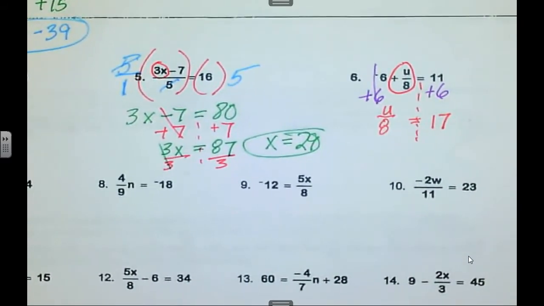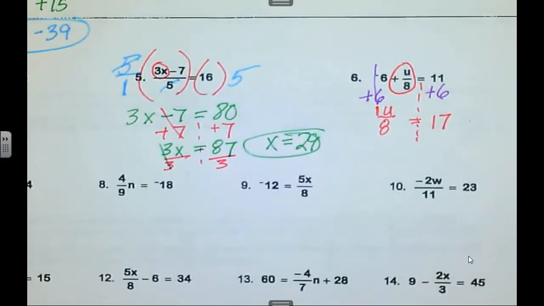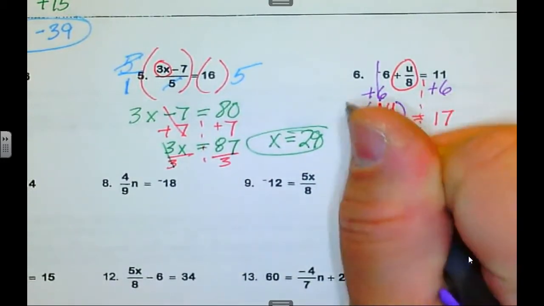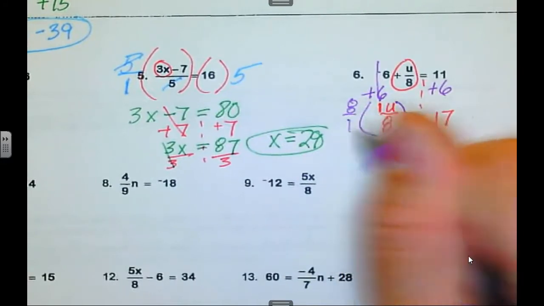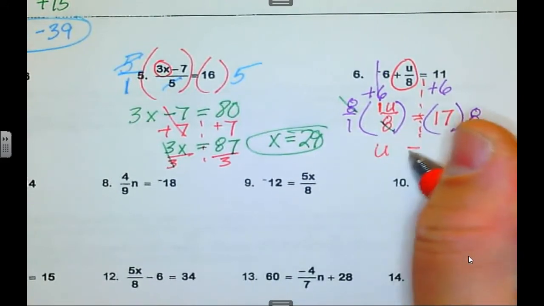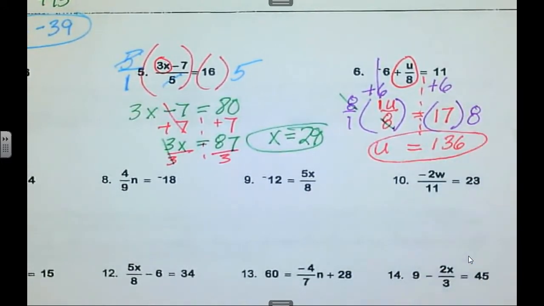Now don't forget, you could think of this in two ways. There's a 1 in front of the u, right? There's the number 1 in front of the u. So I can multiply this by the reciprocal of 1/8, which is just 8 over 1, or 8. My 8's cancel to 1. 1 times u is just u. 17 times 8 is what? 136. Good, guys.